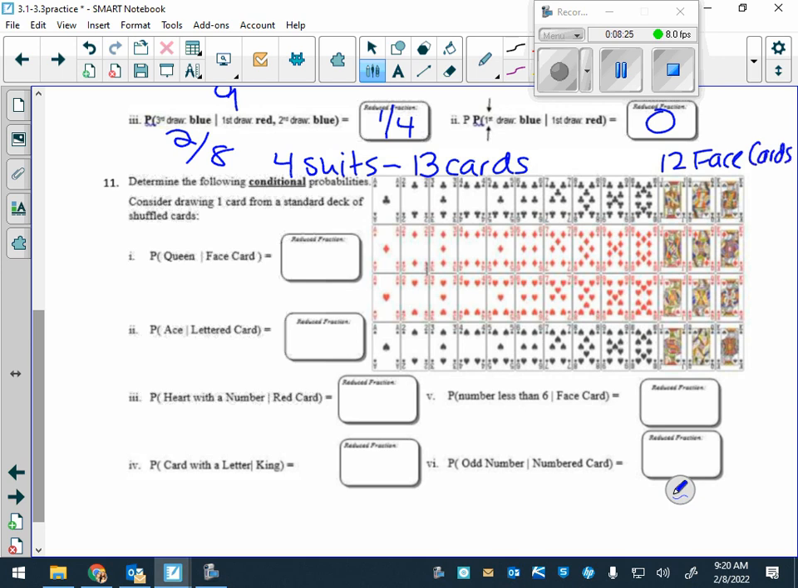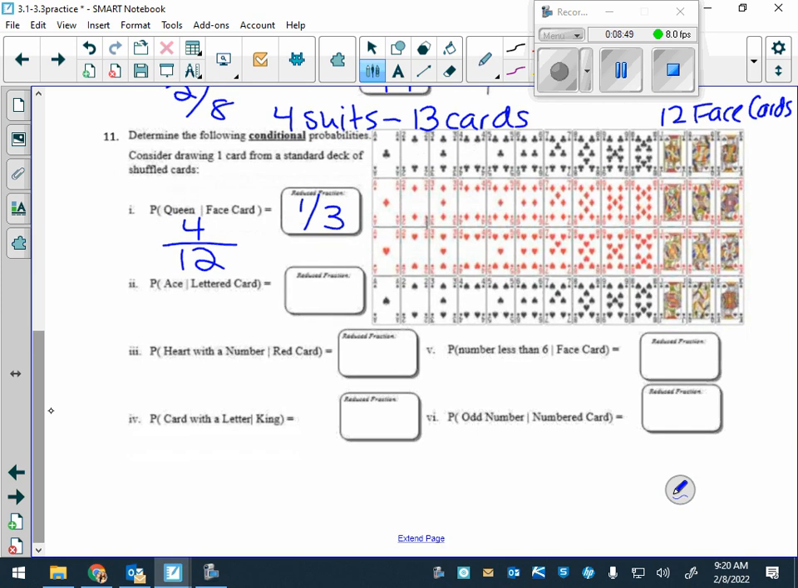So this first one, probability a queen is drawn given you have face cards. So how many face cards do we have? 12. Out of those 12, how many of them are queen? 4. So 4 over 12, 1/3. If you notice, whatever came second is your denominator.